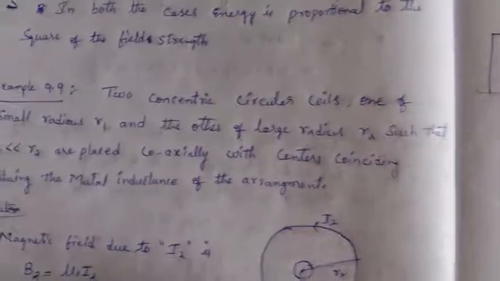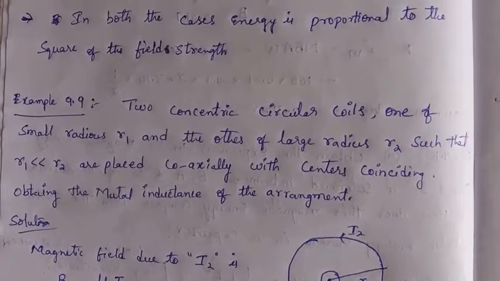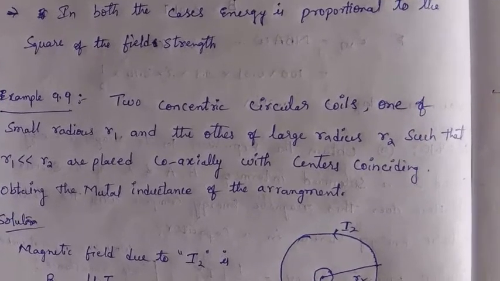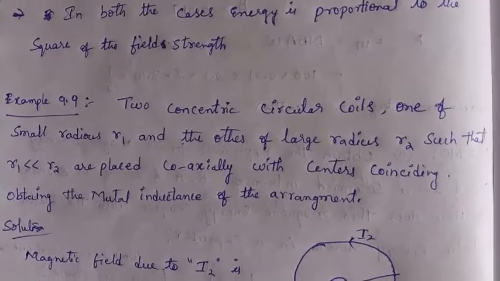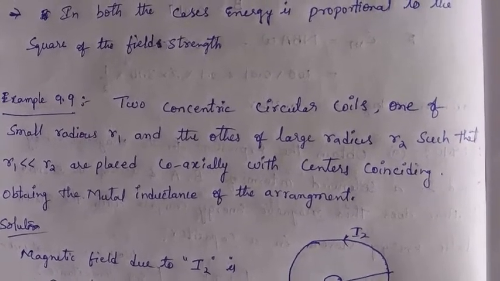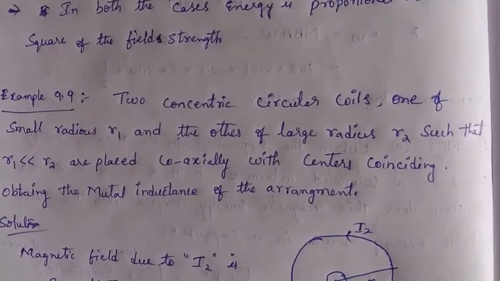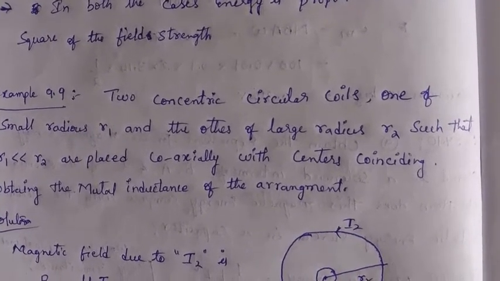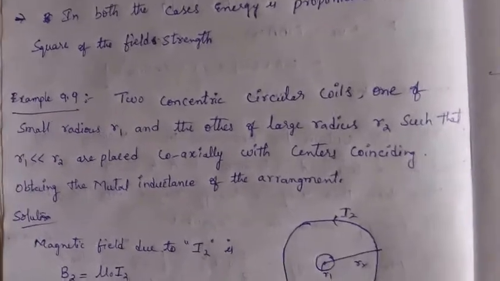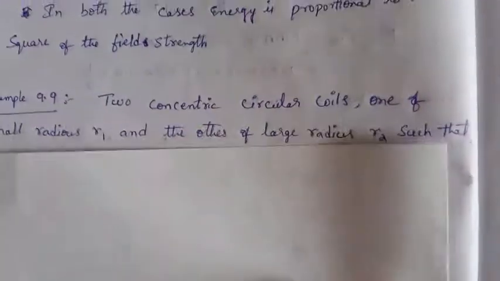And we have the 9.9. Two concentric circular coils, one of the smaller radius R1 and the other of larger radius R2, such that R1 is very much lesser than R2, are placed coaxially with centers coinciding. Obtain the mutual inductance of the arrangement. So here two concentric circular coils are given.